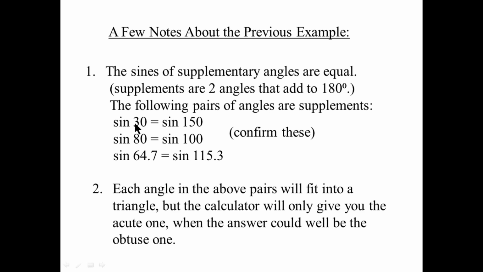Now, each of these angles, 30 and 150, 80 and 100, 64.7 and 115.3, each of those will fit into a triangle. But the calculator, when asked for the angle whose sine is say 0.9040, will always give you the acute angle, when we don't know, but possibly the obtuse one might be the correct answer.